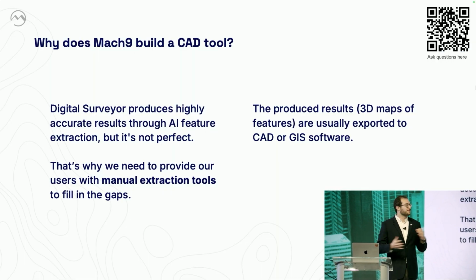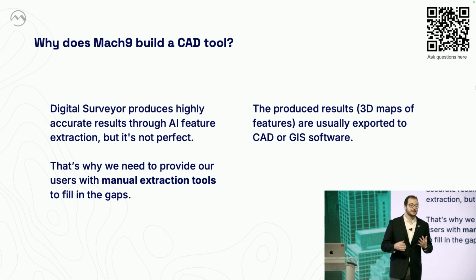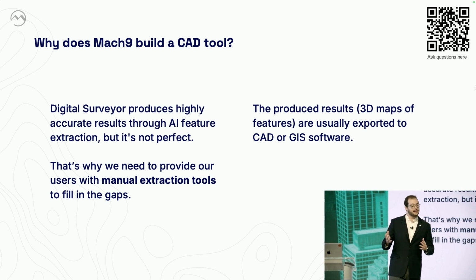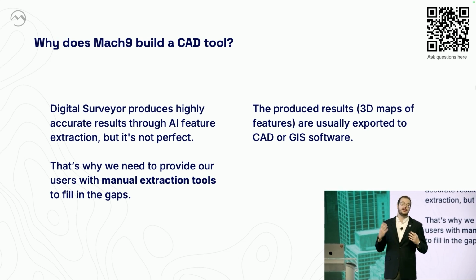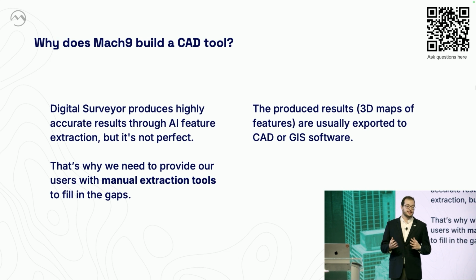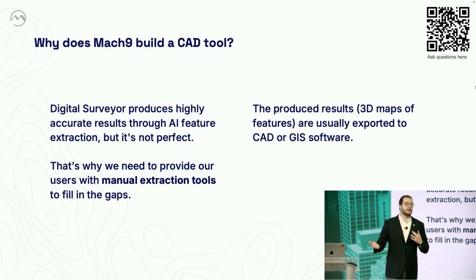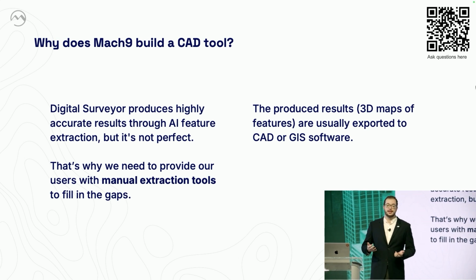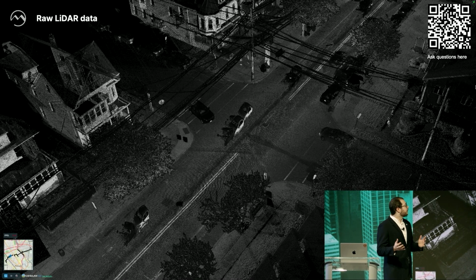This explains why we're building a CAD tool and why we're using Cesium for doing this. Our AI is highly accurate but not perfect, so we need to provide our users with manual extraction tools to clean up their maps and fill in all the gaps, so that they can then export that into their downstream CAD or GIS software, whether that's something built with Cesium or some other software later down the line. But to explain what we actually do, we're taking what looks like this.